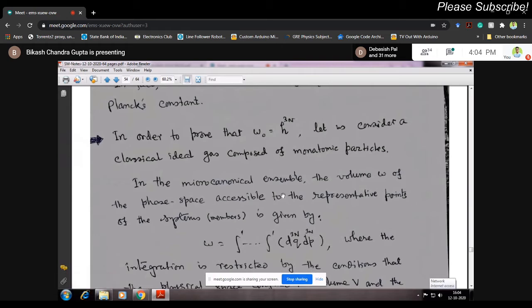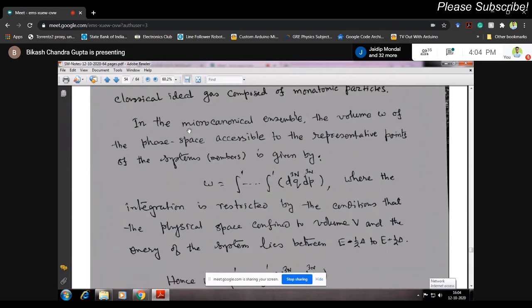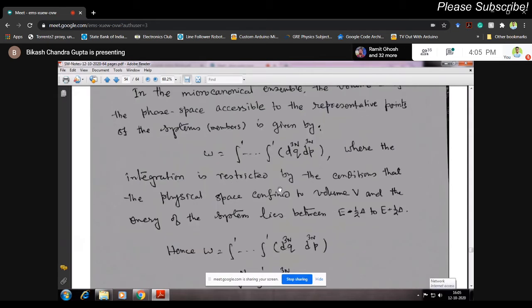So now see carefully. If you have forgotten, just see carefully. In order to prove that this omega naught is this, for this case, it is not that for all cases it will be h to the power 3n. It is for n particles in 3 dimensions. Let us consider a classical ideal gas composed of monoatomic particles. Now, in the microcanonical ensemble, the volume omega of the phase space accessible to the representative points of the system is given by d^3n q d^3n p, and then you integrate it over the region of the phase space.